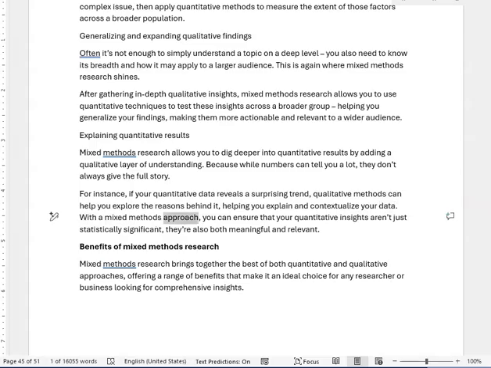With a mixed methods approach, you can ensure that your quantitative insights aren't just statistically significant, they're also both meaningful and relevant. Benefits of mixed methods research. Mixed methods research brings together the best of both quantitative and qualitative approaches, offering a range of benefits that make it an ideal choice for any researcher or business looking for comprehensive insights.